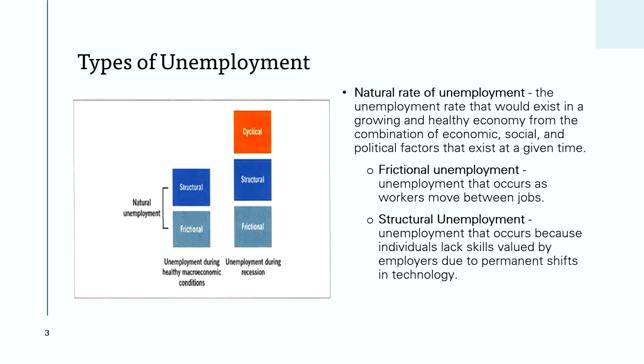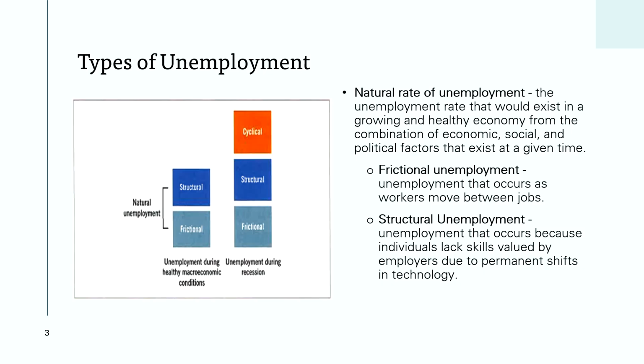Even when the economy is doing great, the unemployment rate never hits 0%. We call this baseline the natural rate of unemployment. It consists of two parts. First is frictional unemployment. This is actually a sign of a healthy economy. It is the time people spend moving between jobs or searching for a better job.